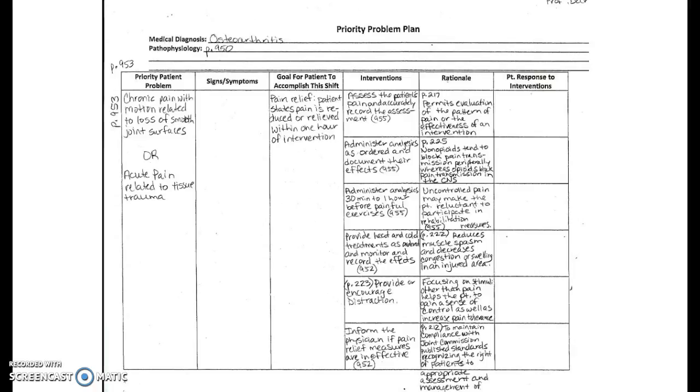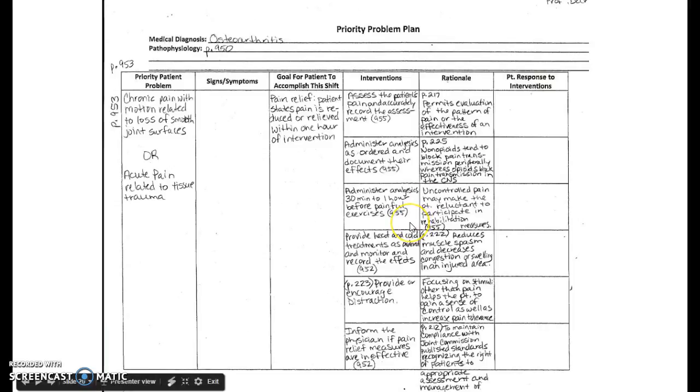And at the bottom of page 225, the second to last sentence, it starts with the word non-opioids. It says non-opioids tend to block pain transmission peripherally, whereas opioids block pain transmission in the central nervous system. This rationale will make a whole lot more sense to you after we do pharmacology lecture, but that's the rationale behind administering analgesics and documenting their effects.